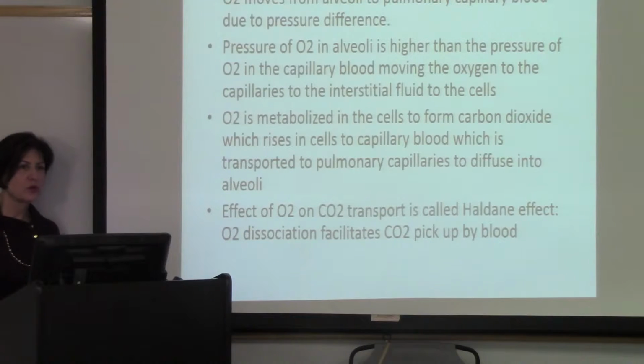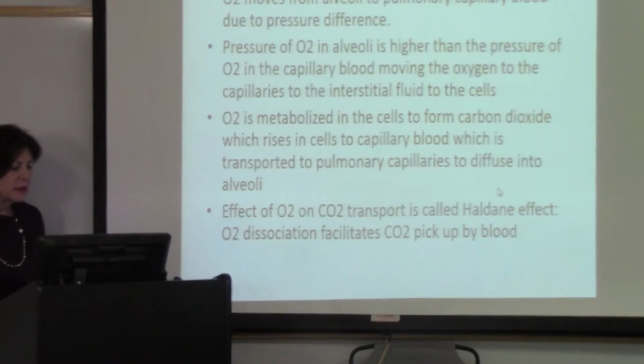We talked about O2 going out to the cells. When it's metabolized in the cells, what happens is you get CO2. That goes back up to the capillaries, it's transported out, and it's again transported to the expired. And I've already just told you all this. The effect of oxygen on CO2 is called the Haldane effect.